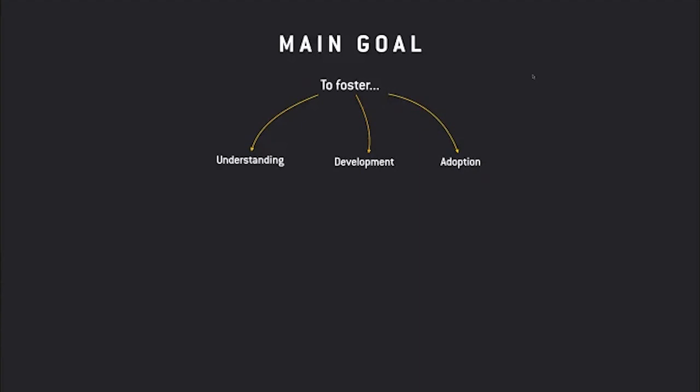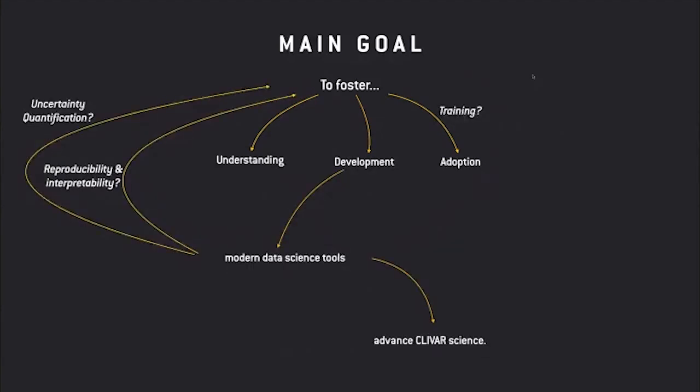And so the objective of this working group is trying to get understanding, trying to develop new tools that are suitable to the type of things we are dealing with, and trying to have them adopted by the broader community, and in the meantime, trying to train the next generation of Earth system scientists. There are also questions that are very important, especially reproducibility and interpretability. We want to make sure that whatever is being done, especially as part of this working group, can be reproduced.